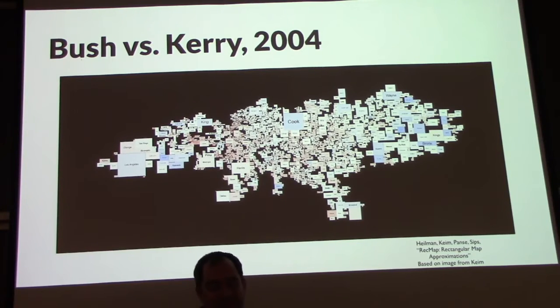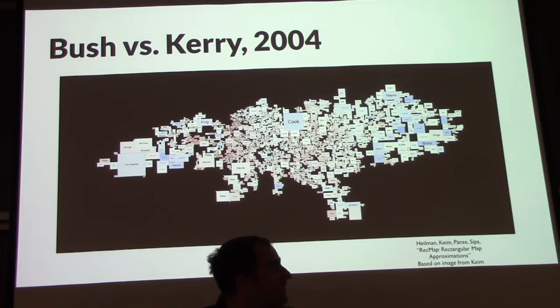And this is again using shapes for all of those different districts in the United States for the Bush versus Kerry race. Here, the geospatial context is really only very vaguely represented.